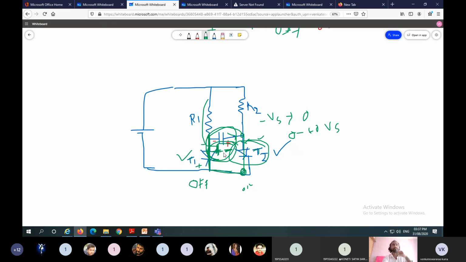Any doubts regarding this T1 and T2? This type of commutation is known as complementary commutation, because once T1 is in turn on state, the other device will be in turn off state. If T2 is in turn on state, T1 is in off state.